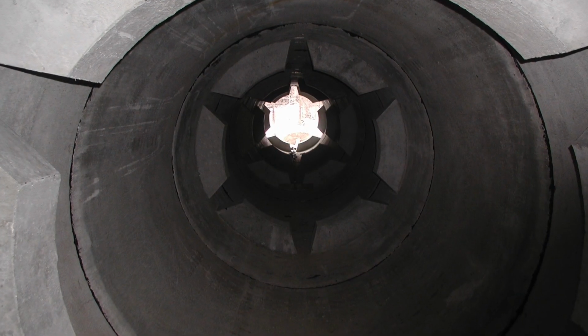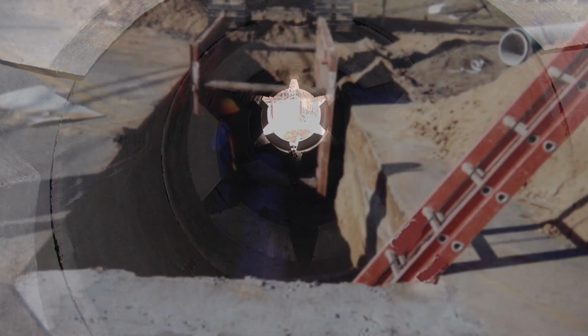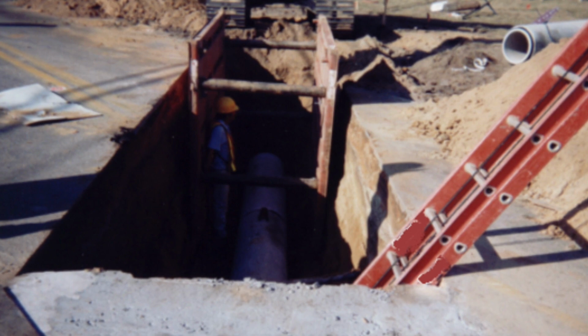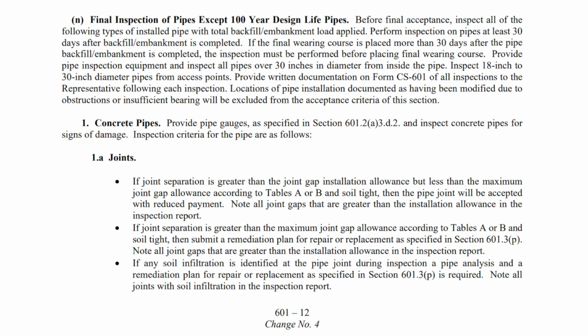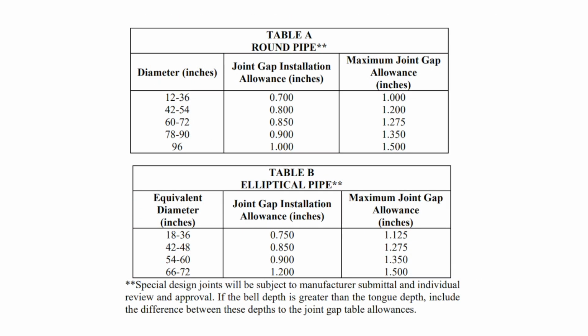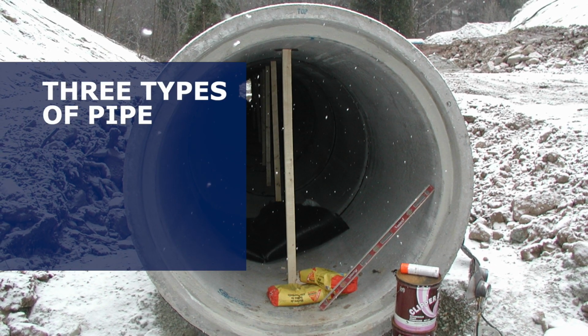Also, all pipe over 30 inches in diameter is inspected from inside the pipe, and pipe less than 30 inches in diameter is inspected from access points. However, there are several other requirements, so it is advised to read these specification sections entirely prior to inspecting any pipe runs. There are three types of pipe for inspection.